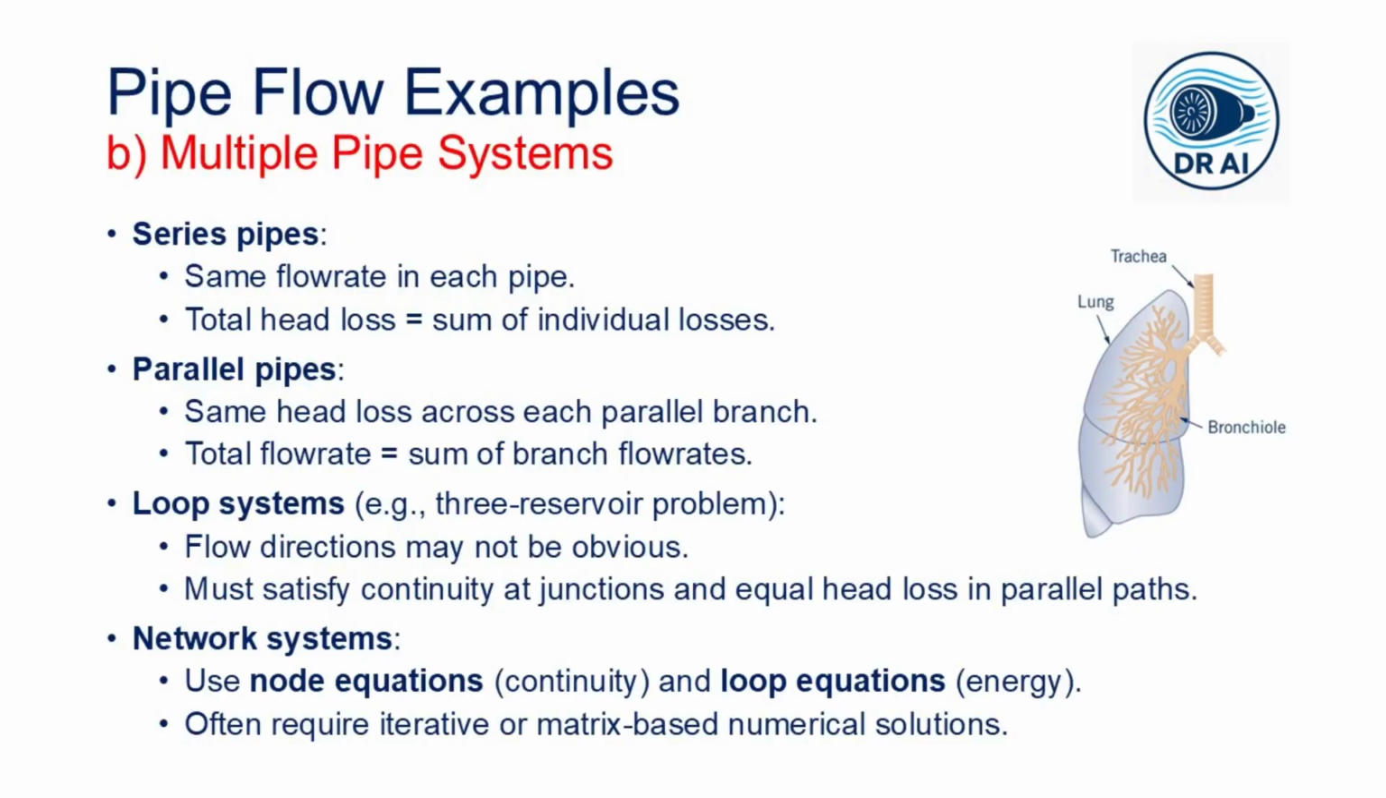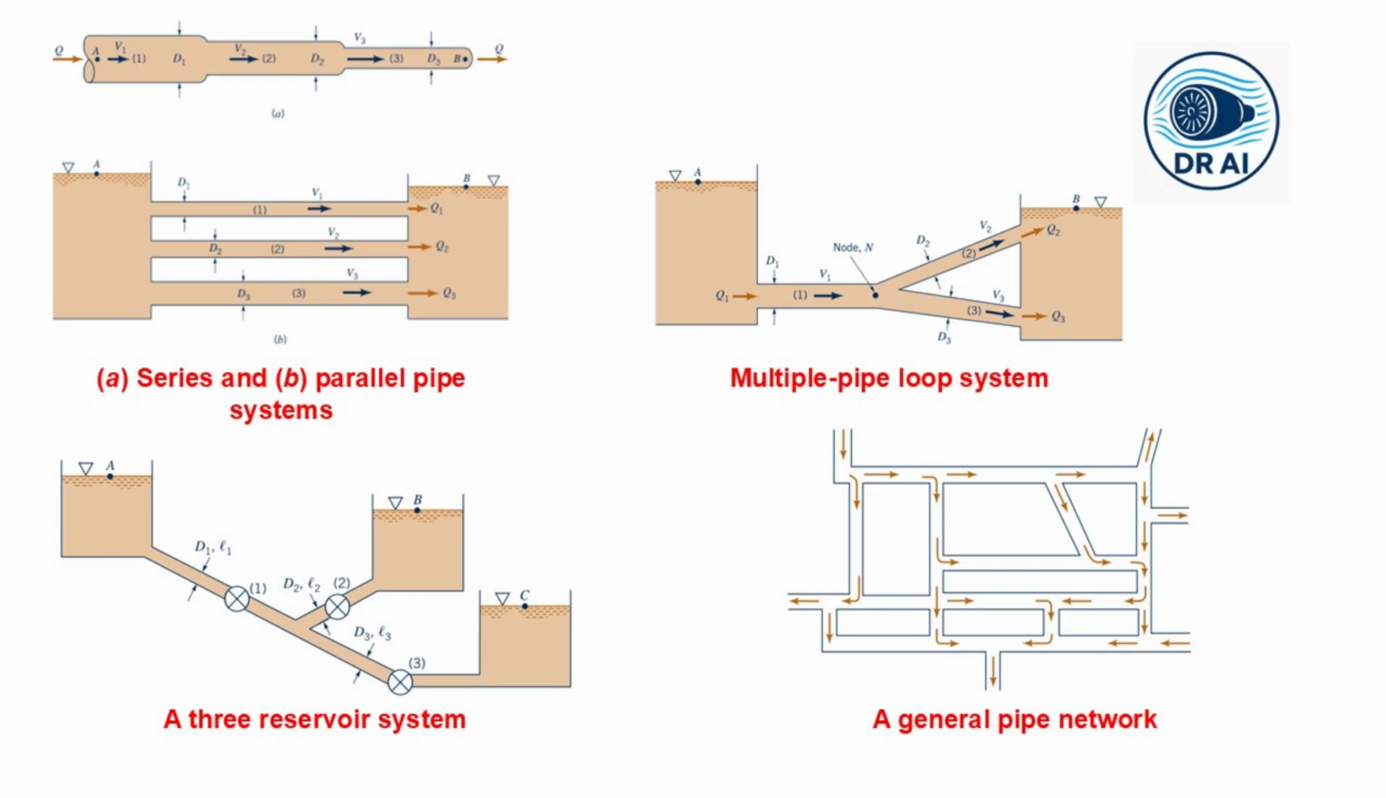Now we move on to another type of configuration, which is the three reservoir problem, as displayed in this particular figure and example problem. This is a classic, more complex problem. Three reservoirs at different elevations are connected by three pipes that meet at a common junction.